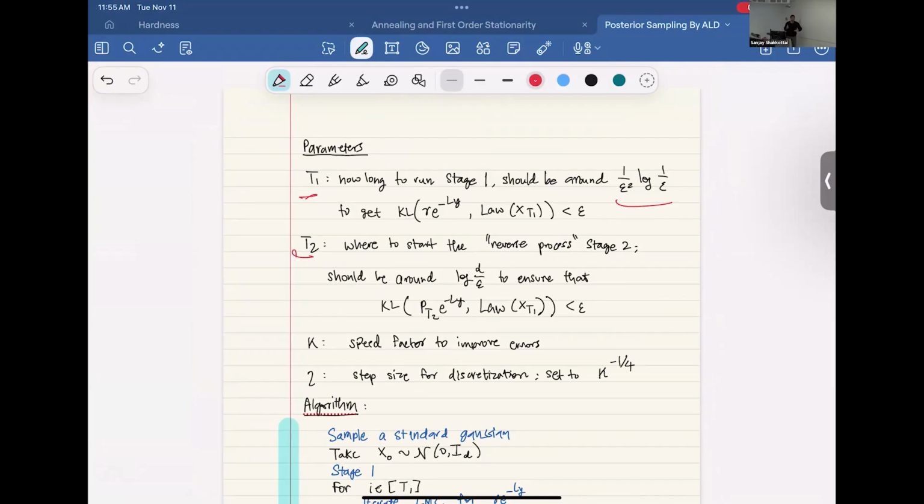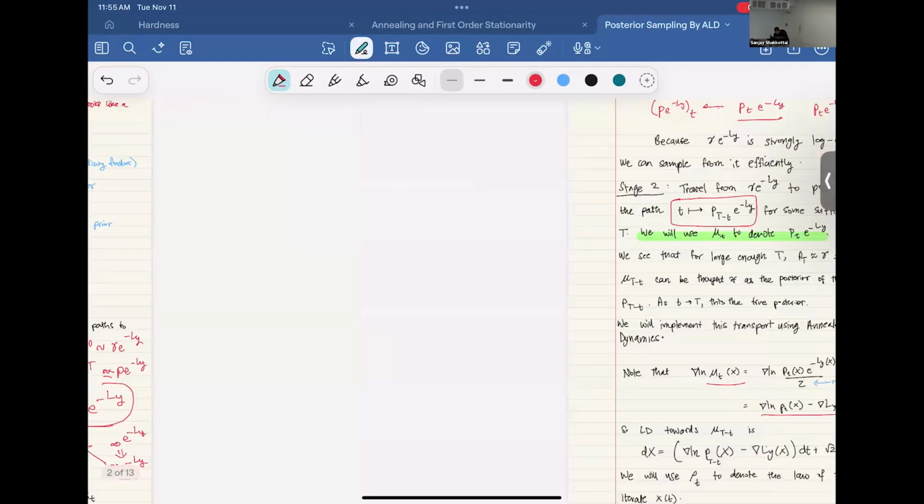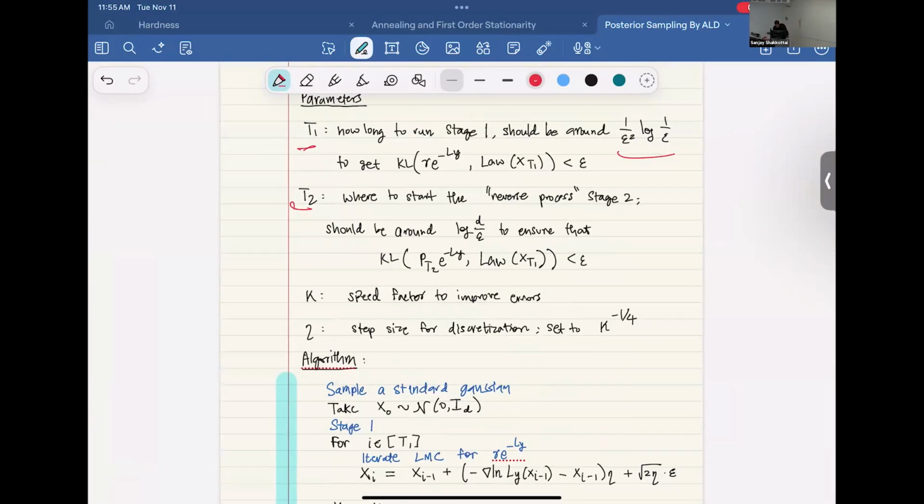T2 is where to start the reverse process for stage 2. Remember I said to take a t that was large enough? Over here we started with a capital T that's large enough that capital T e to the negative Ly was about gamma e to the negative Ly. So this is what that value of t needs to be. And when you work it out, it turns out to be about log d over epsilon, basically log 1 over epsilon, is where you have to start the reverse process.